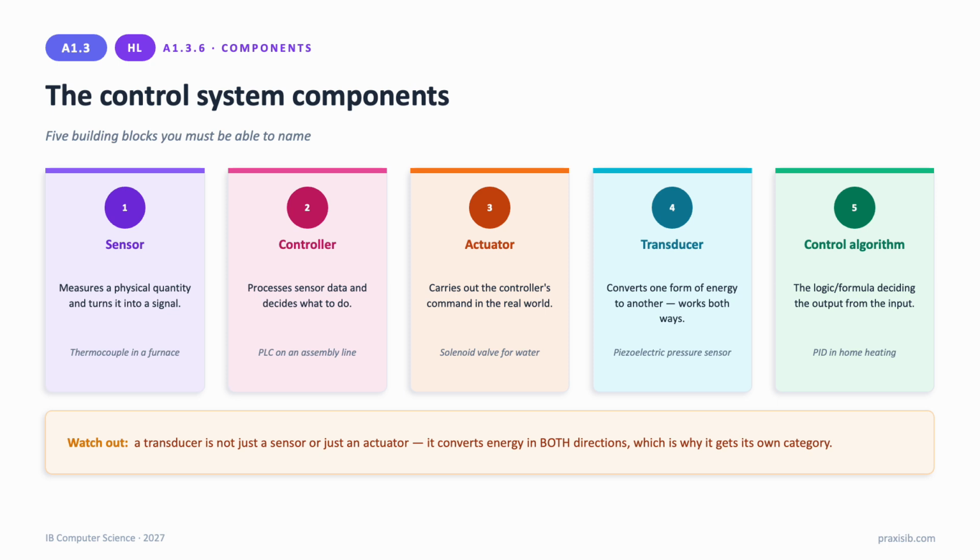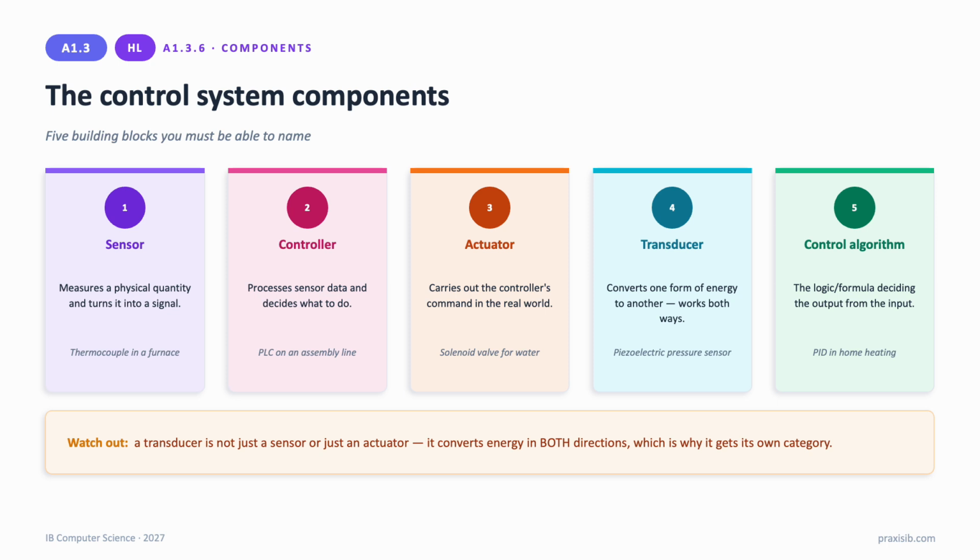Fourth, and this one is often misunderstood, the transducer. A transducer converts one form of energy into another, and importantly, it can work in both directions. That's why it has its own category, distinct from sensors and actuators. An example is a piezoelectric pressure sensor that turns physical pressure into an electrical signal.